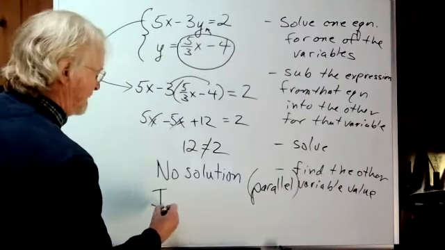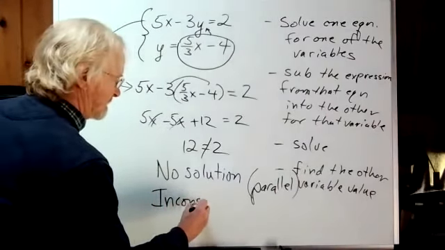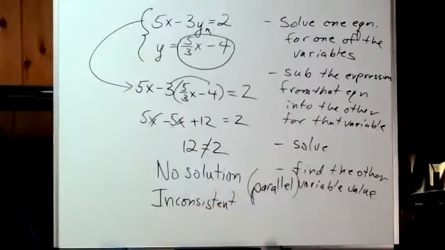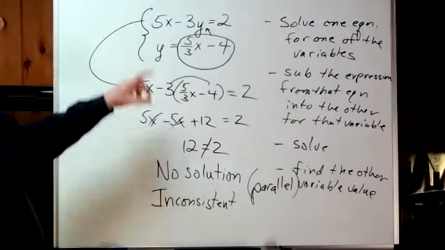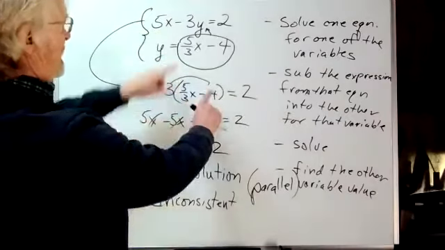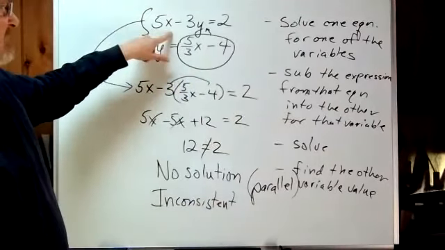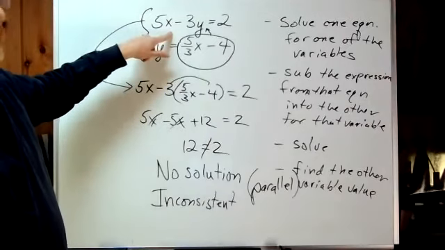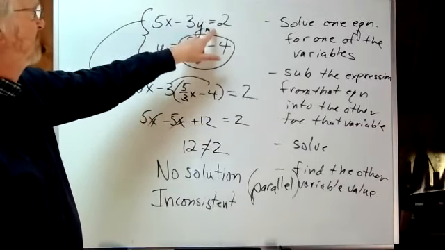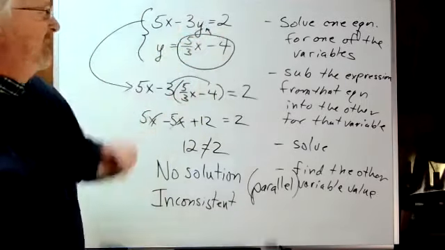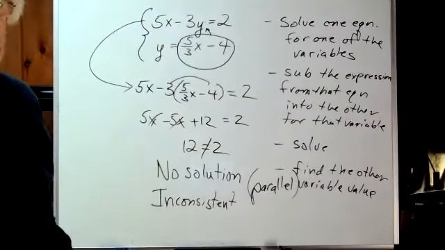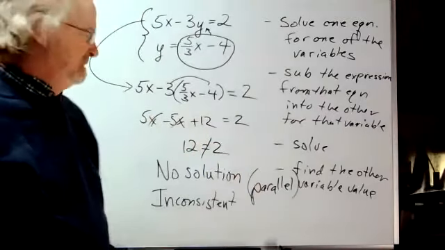An inconsistent system. There is no solution. These two lines, if I were to take this equation and solve it for y, I'd get 5/3 x minus 3/2. It'd be a different y-intercept, but the same slope, 5/3. Same slope, different intercept, parallel lines.